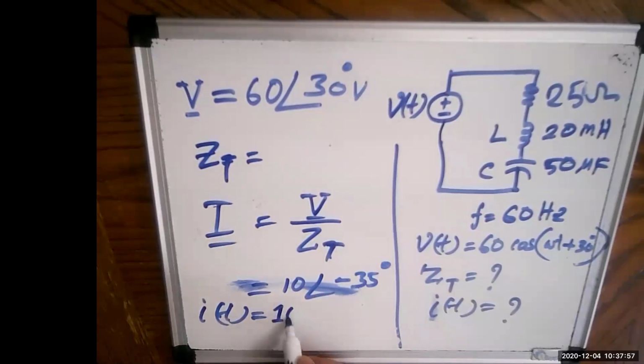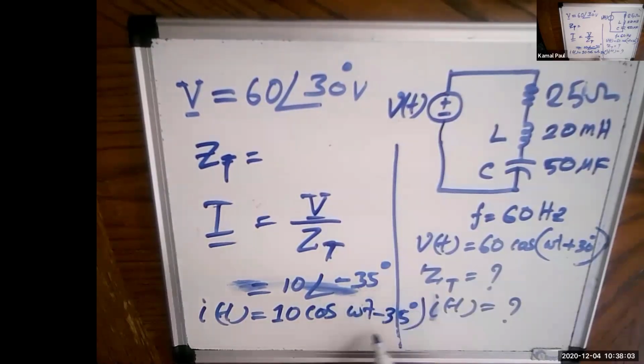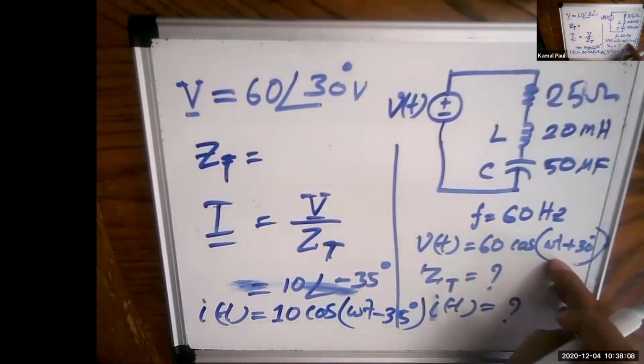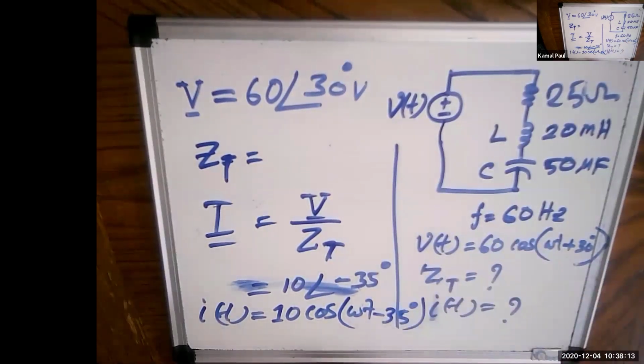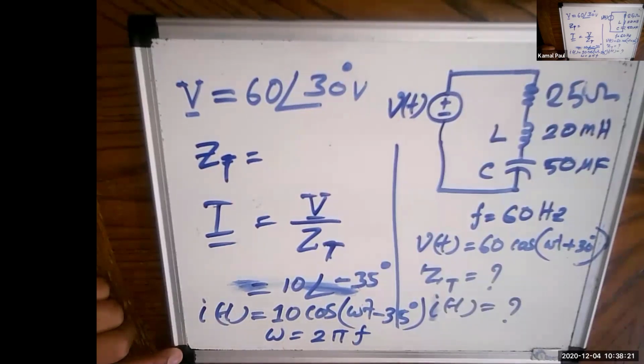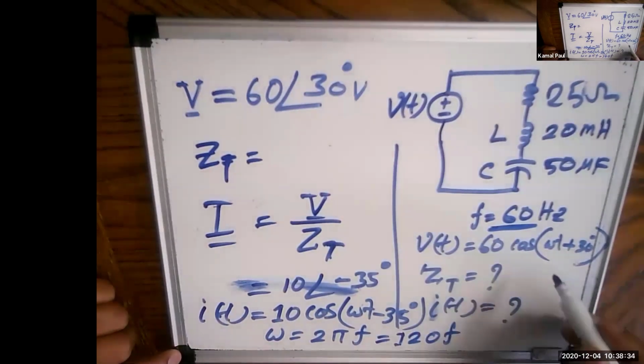It would be 10 cosine of your original frequency minus 35. Minus 35, that's right. Now, in some cases, this omega t you have to express in terms of some real value. That means omega is equal to 2 pi f. So here, the frequency is given, that means 60 hertz.